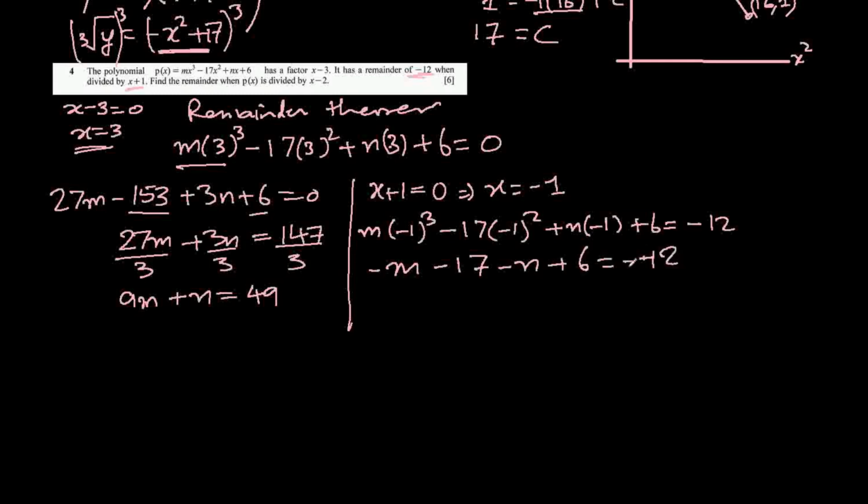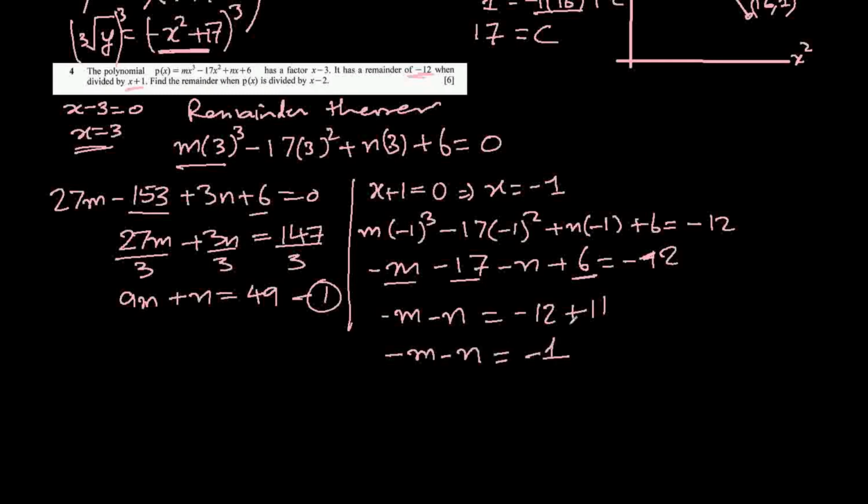Okay, so negative m, and this positive 1, so negative 17 minus n plus 6 equal to negative 12. Let's call the previous one equation number 1, and keep them here also. Minus m minus n, and this is minus 11. When it goes to the other side, it becomes minus 12 plus 11. So we get minus m minus n equal to minus 1. All right, since we have minus n here and positive n there, let's use the elimination method. Let's write here minus m minus n equal to minus 1, and there is no need to subtract, just add.